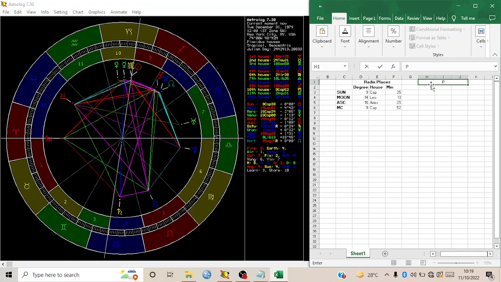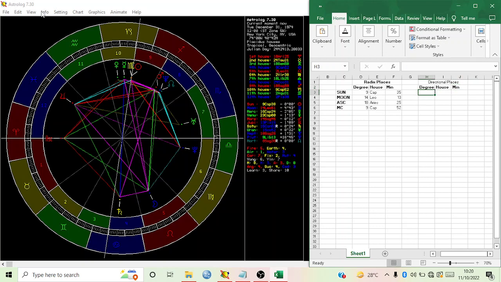So I'll say, let me use the word directional. Directional places. So I'll put degrees here, degrees, house. So degrees, we say house here, and then we have got minutes.